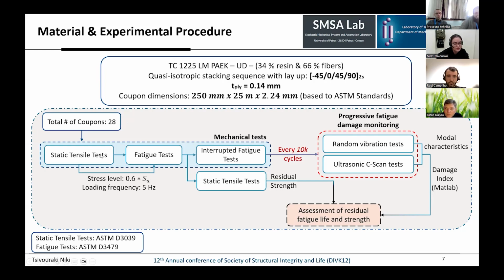Initial tensile tests and fatigue tests were conducted for material characterization. Additionally, interrupted fatigue tests were conducted, and every 10,000 cycles, the coupons were subjected to random vibration tests and ultrasonic C-scan immersion tests. From these tests, model characteristics and damage index were determined. Furthermore, static tensile tests were carried out after fatigue loading to evaluate the residual strength of the coupons. Combining all the above results, an experimental assessment of residual fatigue life and strength is achieved.